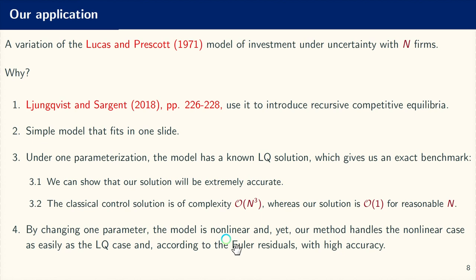But by just changing that parameter I mentioned before that was equal to 1 to something different, like 1.5, the model will be nonlinear. In fact, I can make it really nonlinear, and yet our method is going to handle the nonlinear case as easily as the LQ case. I will only need to change one number in one line in my Python code. And according to the Euler residuals, because in this case we are not going to have a known solution, the solution is still going to be of high accuracy.